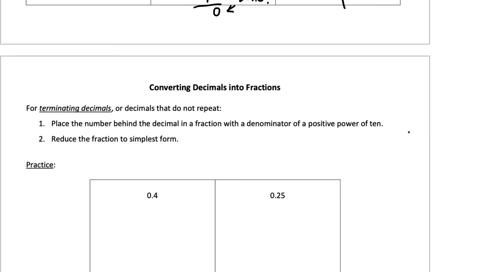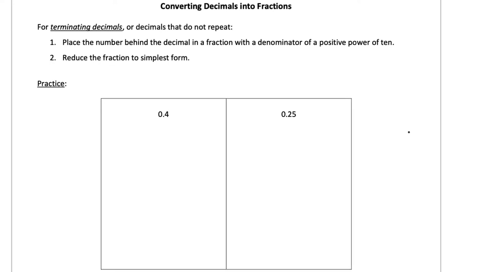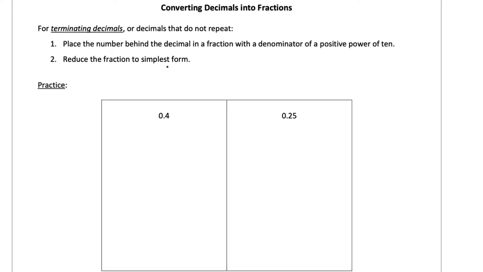Now we can go the other way and convert decimals back into fractions. So for terminating decimals, or decimals that do not repeat, think of like terminating. That means we are going to stop. They end, they have a place where they stop. They don't repeat themselves. So we're going to place the number behind the decimal in a fraction with a denominator of a positive power of 10, and then we're going to reduce the fraction into simplest form.